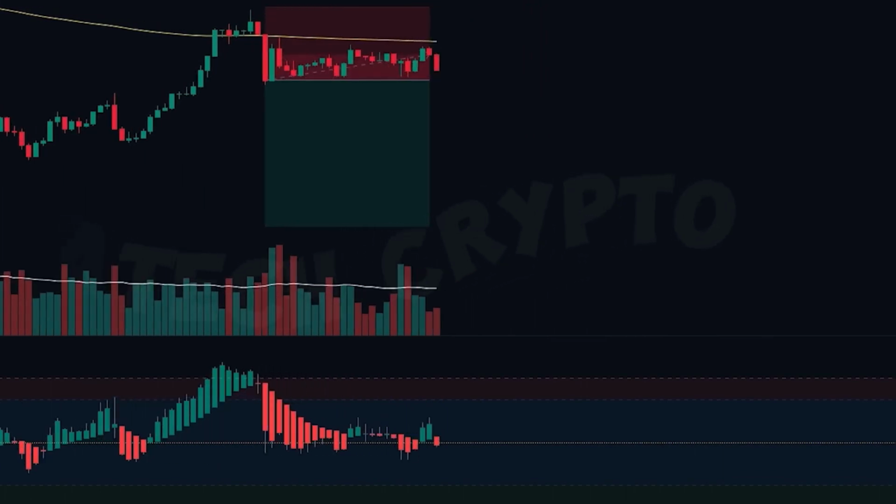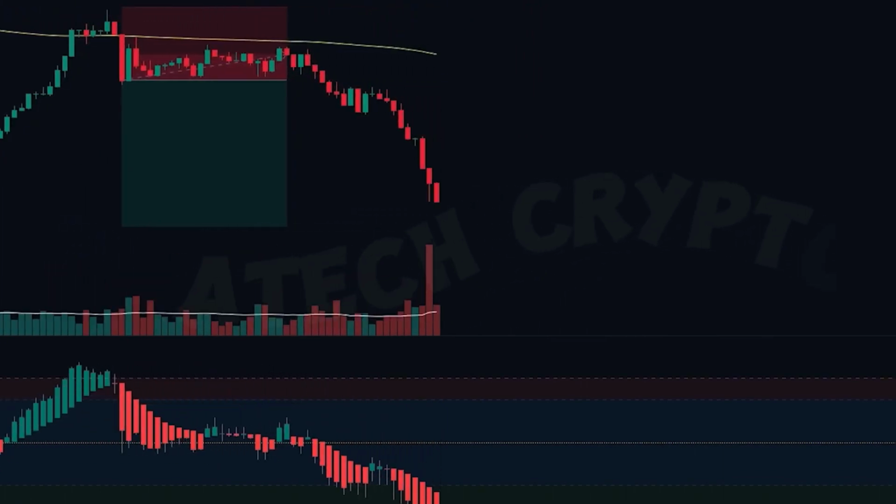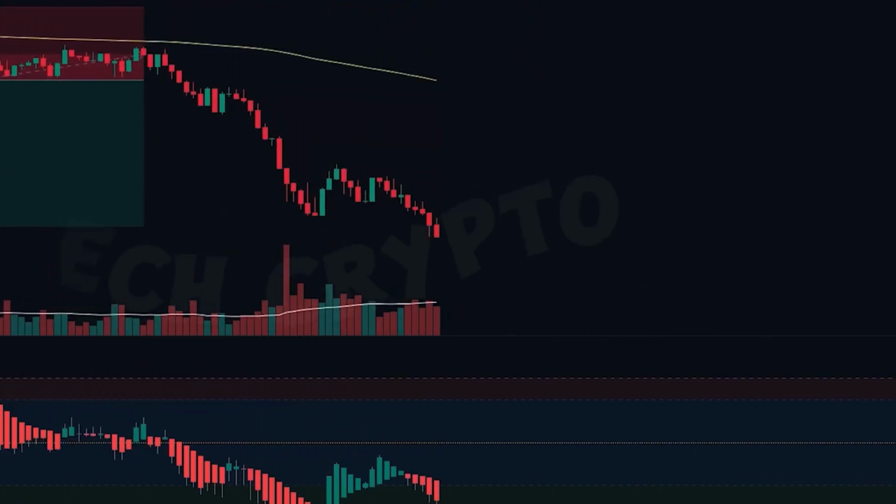As you can see, the Heikin Ashi RSI oscillator can be used in many different ways to enter into profitable positions.